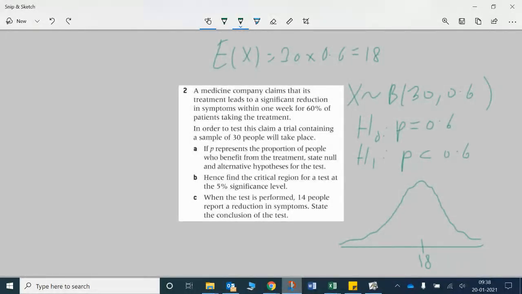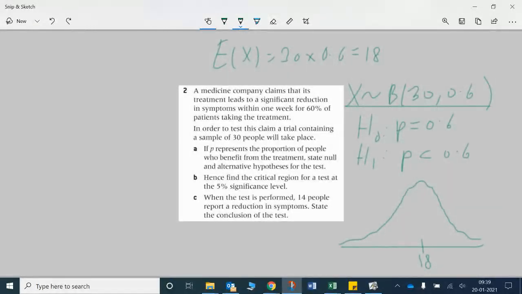So this is the null hypothesis. This is what we think happens in the population, that 60% of all people who take the treatment experience significant reductions, and we're going to test this claim with a sample. Okay, so the sample is for 30 people, and either each of those people will experience symptoms or they won't. And they'll experience symptoms with a probability of 0.6 according to the claim. So the null hypothesis will say that the probability of experiencing symptoms is 0.6.